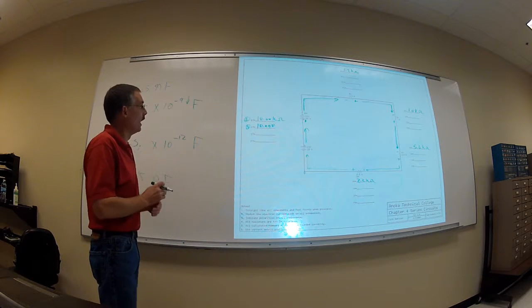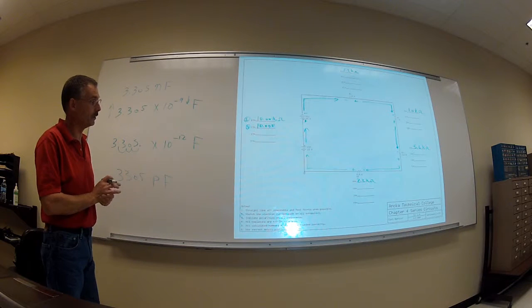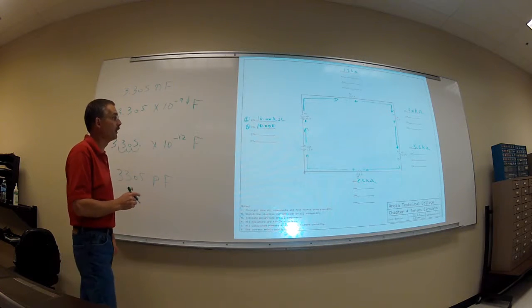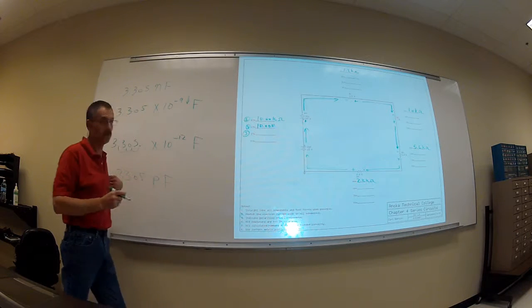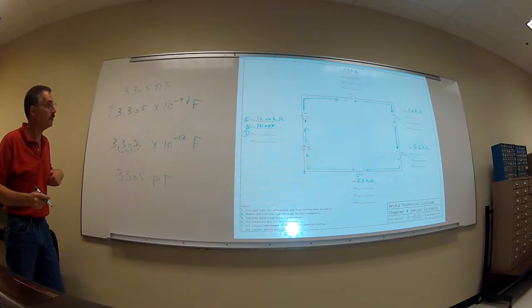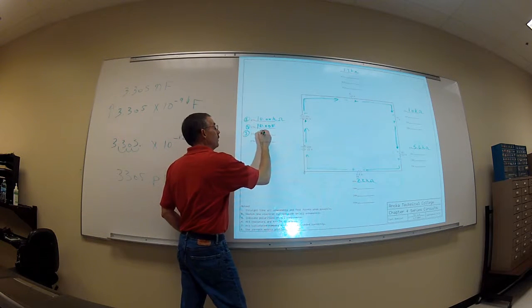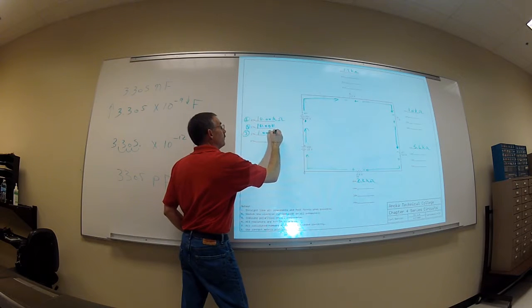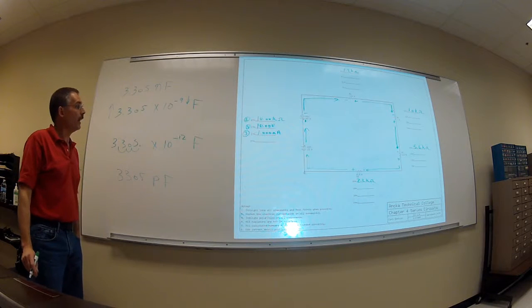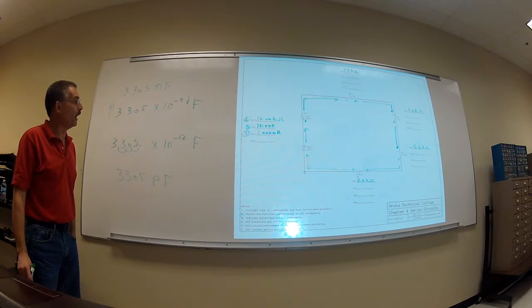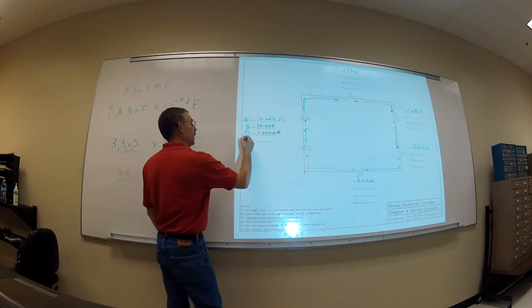What would be my next step? Find my current. So that's going to be our step 3. How do I find current? Voltage over resistance. So what am I going to end up with? 1 milliamp. Okay. Then what's my next step? Yeah. Find the power.